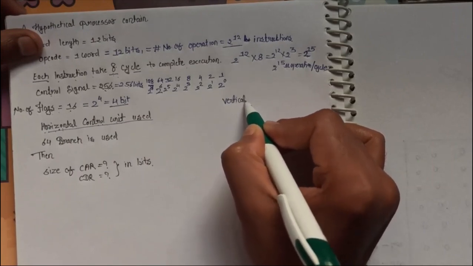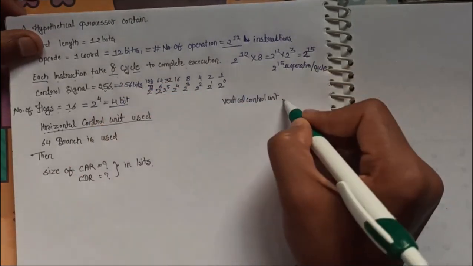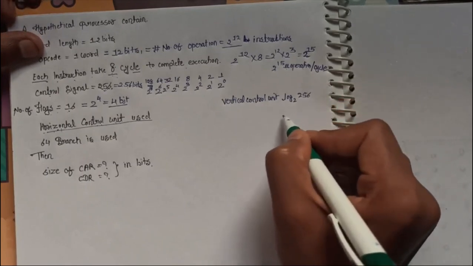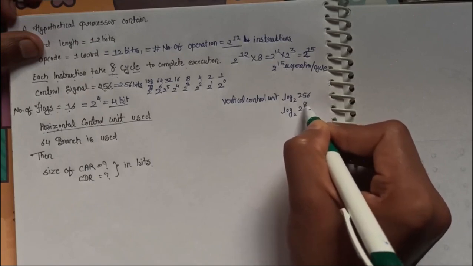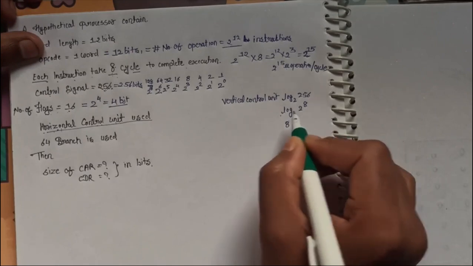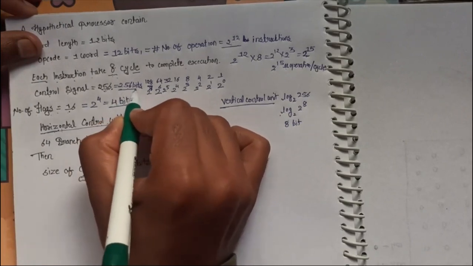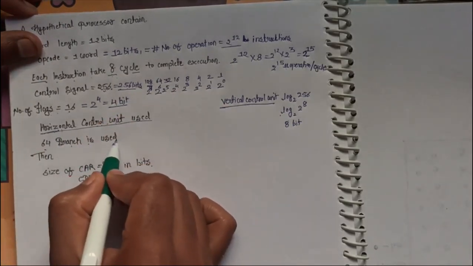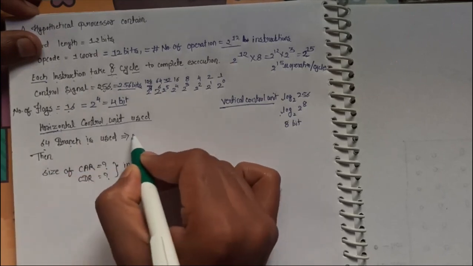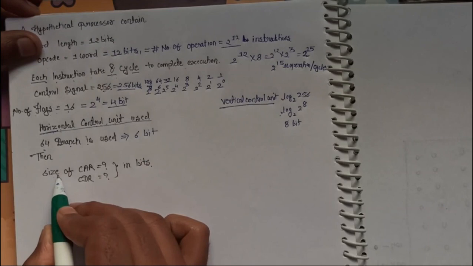If it is a vertical control unit, then we'll take log of 256, and we already know that 256 is 2 to the power 8, so 8 will come here, and log 2 base 2 is 1, so 8 bit is the answer for these things. But in the question, it is asking about a horizontal control unit. So 256 bits. Now 64 branch is used. That means we have to represent 64 in bit format as well. 64 can be represented as 2 to the power 6, so 6 bits.